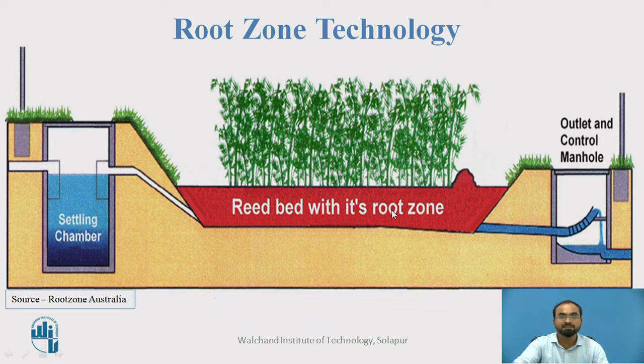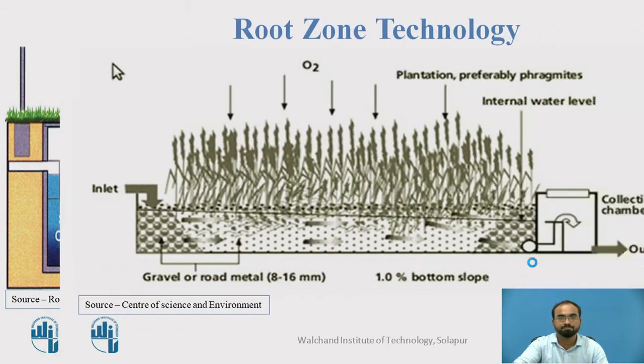So microorganisms will get sufficient oxygen and also they will be getting a lot of organic matter from the wastewater. So they will be treated, and with the help of gravity the treated water or the effluent will be collected from the next chamber. So in this fashion the root zone technology works.